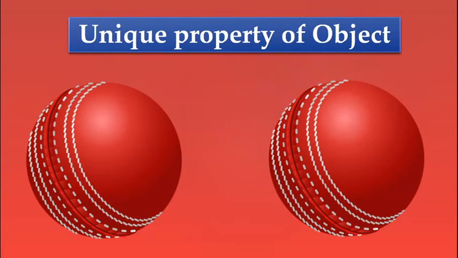Unique property of the object. In this picture, you can find there are 2 balls. Both balls belong to the same company, same price, same color combination, and same size. Everything is the same. Can we say that both objects are the same? No, we cannot say that, because these two objects occupy different space in the memory. So these are different, unique objects.